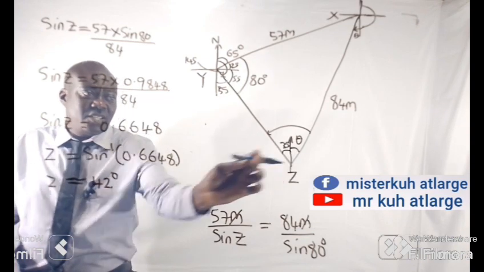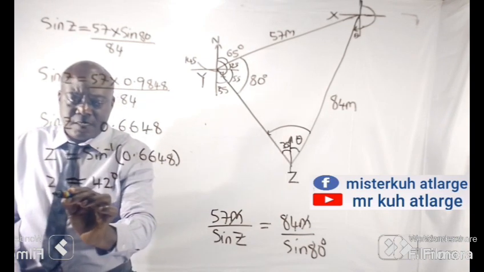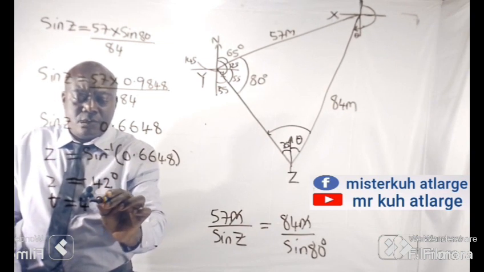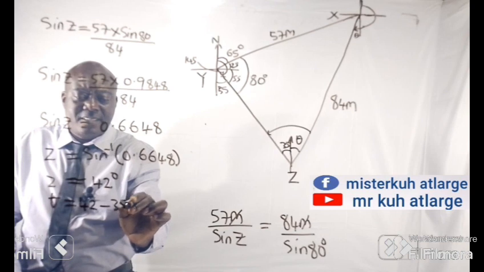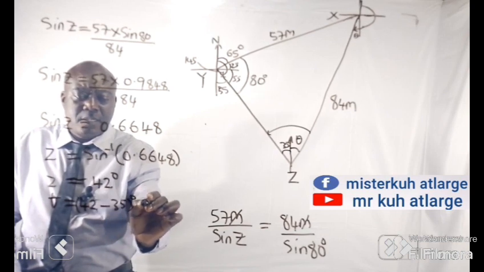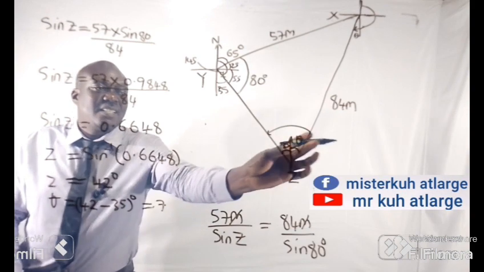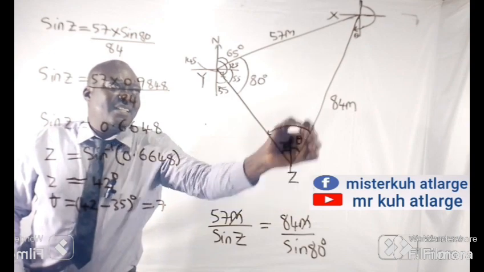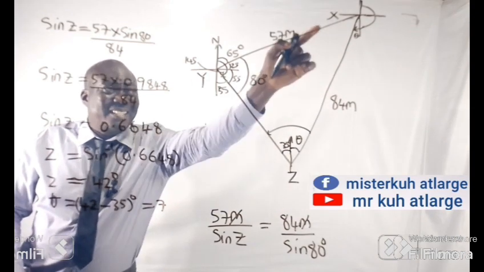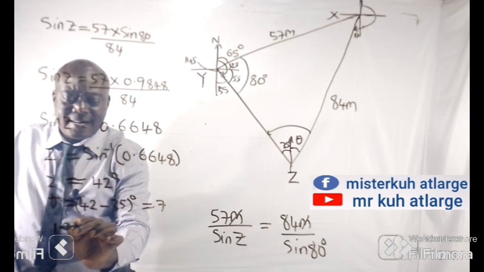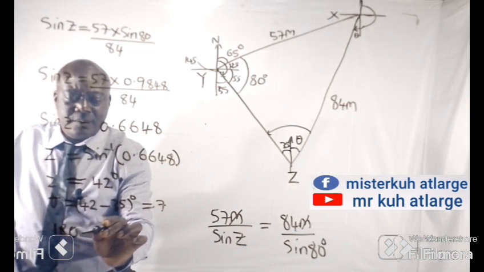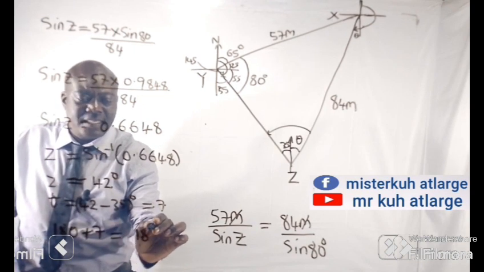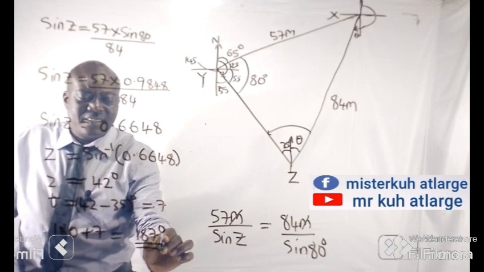So to get theta, you have to remove 35 from 42. So theta now will be equal to 42 minus 35 degrees. And the answer will be 7. So theta is 7. So the bearing of z from x will be 180 plus 7, which will give you 187 degrees.